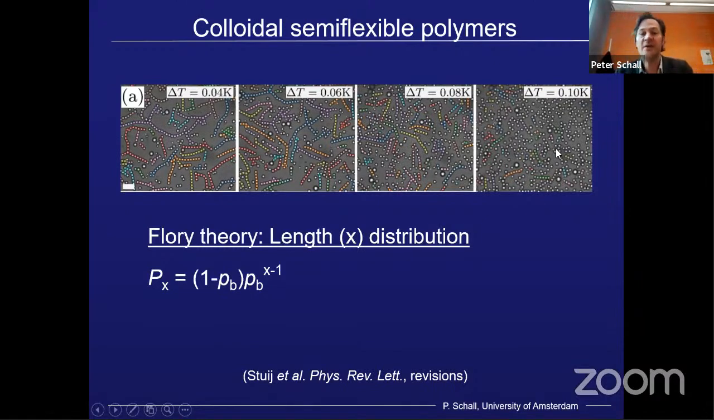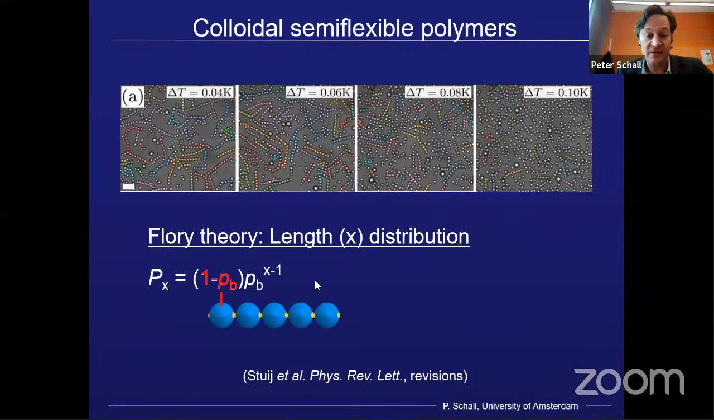These equilibrium distributions are given by Flory theory, or we tested whether they're given. The probability to get a chain of length x is given by (1 minus the bond probability) times the bond probability to the power of x minus 1. Why is that? Quite simple. If you imagine a chain and you pin down the first particle, which is not bonded to start with, you have the probability of 1 minus PB. Simply, it's not bonded.